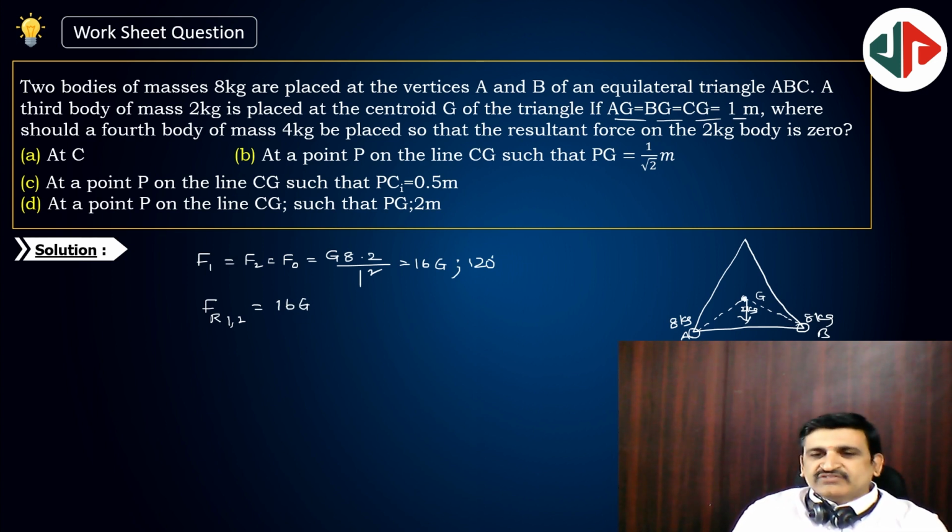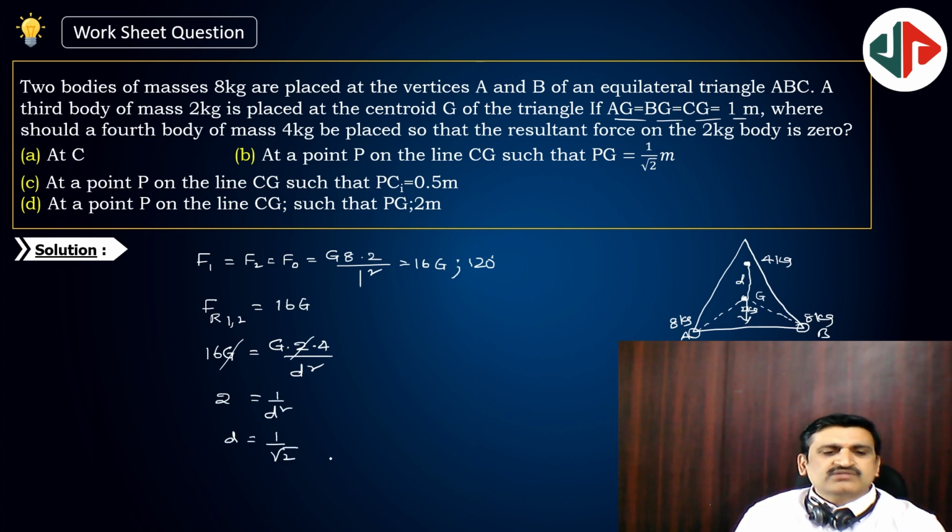Now, if 16G is like this, where we have to put the other mass of 4 kg at a distance d such that net force will be 0. That means 16G must be balanced by G M1 M2 by d square. So G gets cancelled, and 2 fours are 8 will go. So 2 times 2 equal to 1 by d square. d is equal to 1 by root 2. Simple question only, but description is a lot.